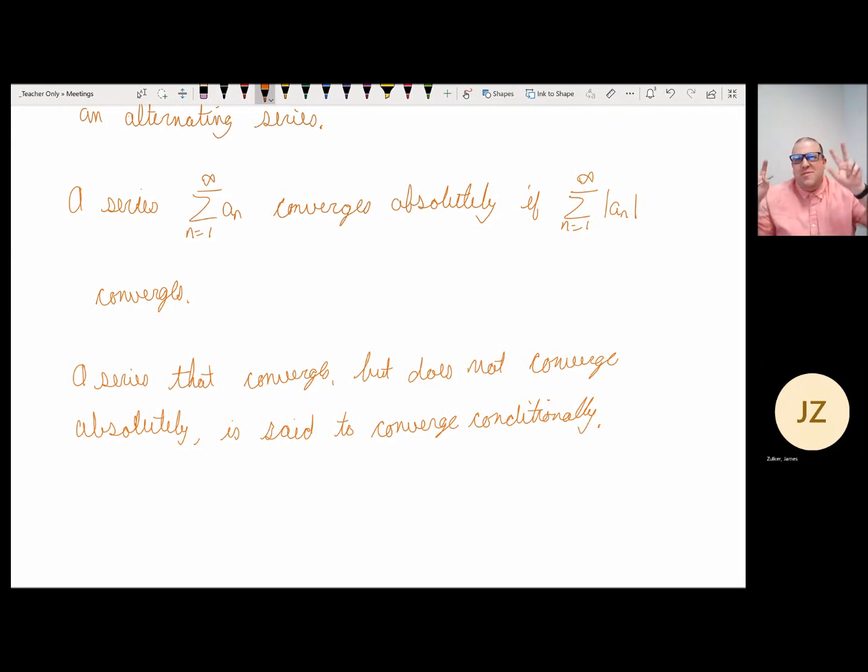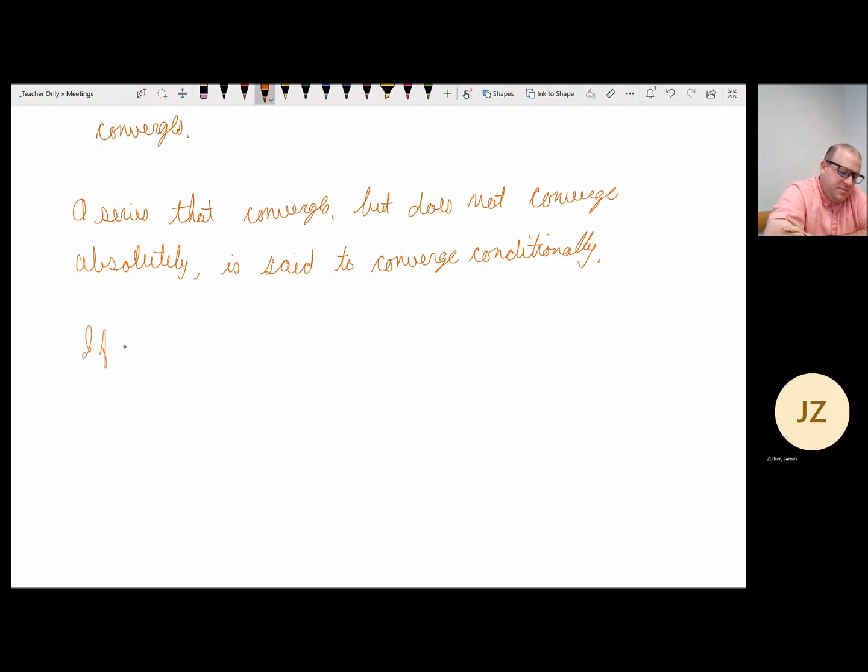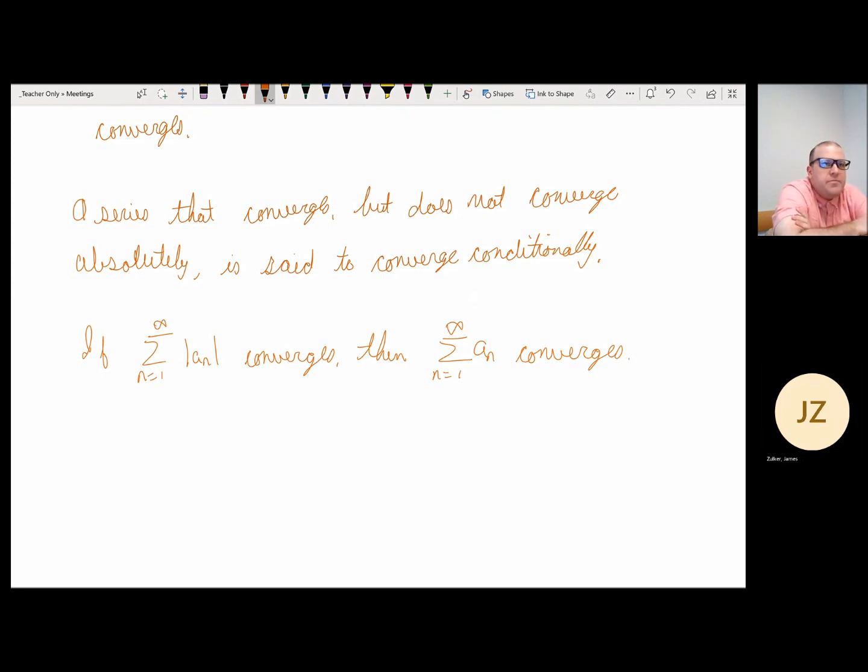There's, I guess, two tests introduced. Really, only one of them is a test. The other one's more of a theorem. If a series is absolutely convergent, then it is convergent. Right? So absolute convergence implies convergence.